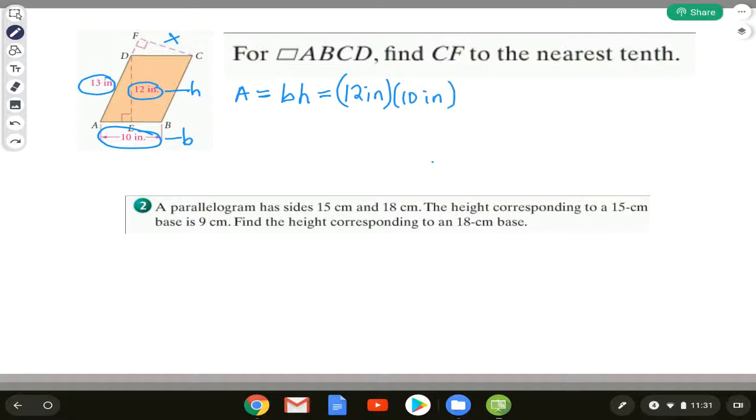So that's going to give me 120 inches squared. Okay. Now I know that another way of calculating the area is to use the other base and its height, the altitude that's drawn to it. So the side that's 13 inches has the altitude x. That's the height for that one. So I could have written in 13 inches times x inches.